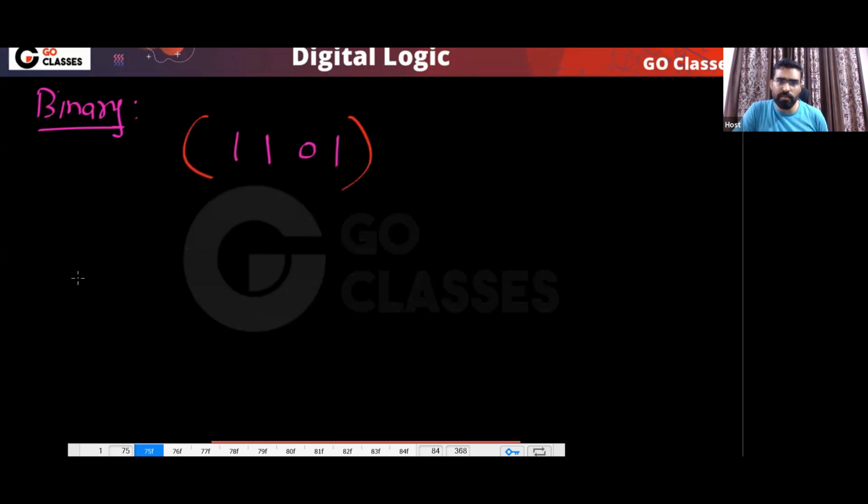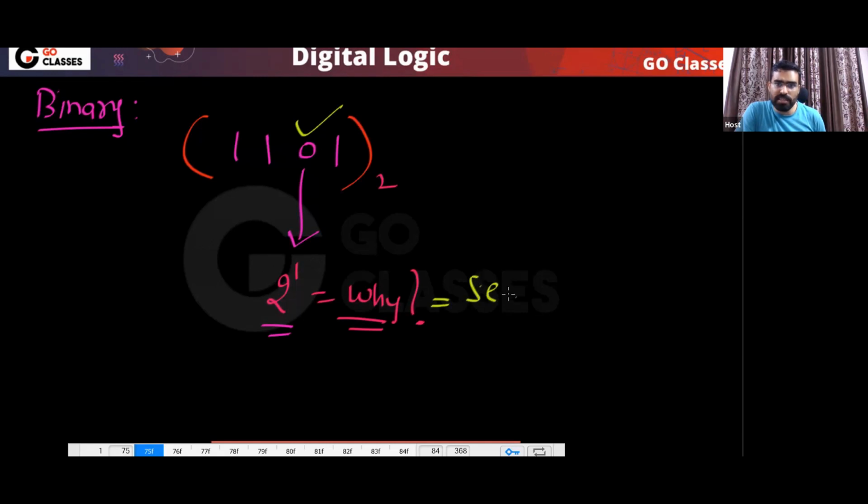In this binary number, what is the weight of this symbol? The weight of this symbol is 2 power 1. But the question is why. Can anyone tell me why this is the weight? This is the weight because the second symbol we use after counting 2 items.